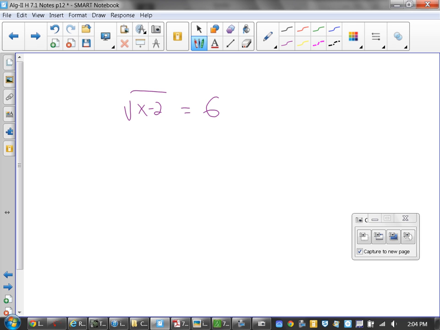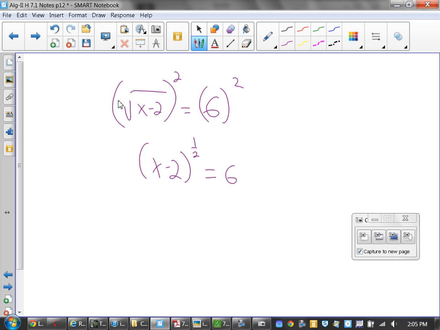If you were going to solve that problem, what's the first thing you had to do? Square. You squared both sides. Now that you guys know, we have to rephrase that. What is the square root in terms of an exponent? Half. So isn't this the same thing as saying x minus 2 to the half power equals 6? And what did you do here? You squared both sides. What's the reciprocal of 1/2?